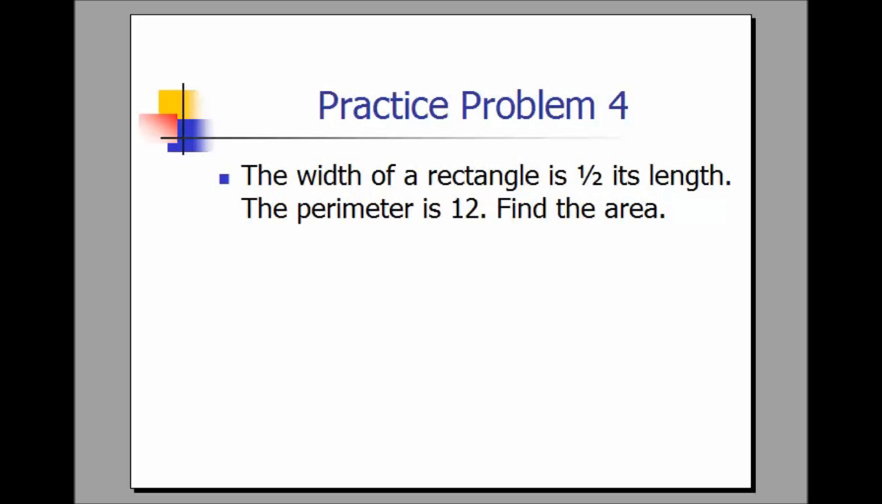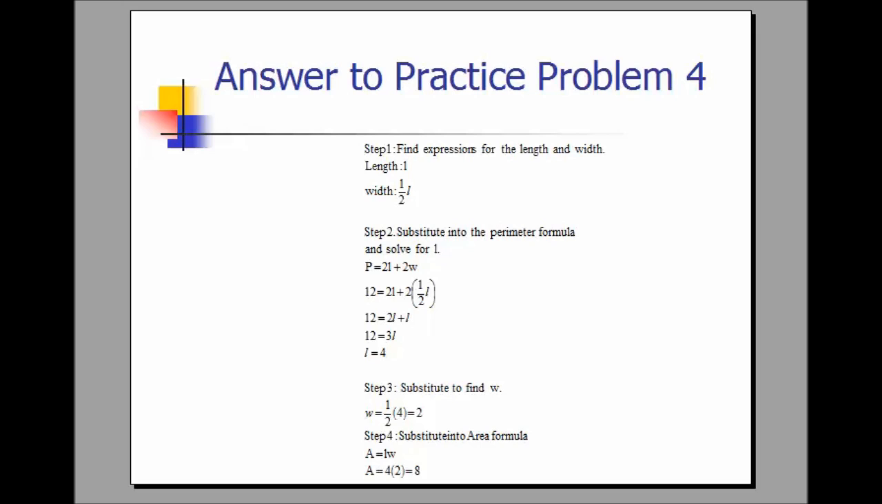Practice problem 4. The width of a rectangle is 1/2 its length. The perimeter is 12. Find the area. Here is the answer to practice problem 4. The answer is 8. Step 1 is to find expressions for the length and width. The length is just labeled L. Remember, the width is half the length, and therefore it becomes 1/2 L. Step 2 is to substitute into the perimeter formula and solve for L.